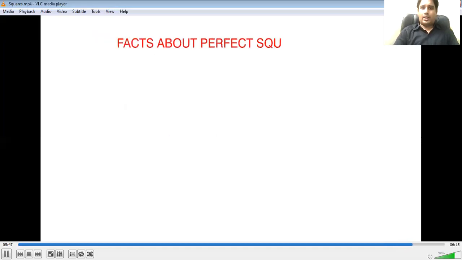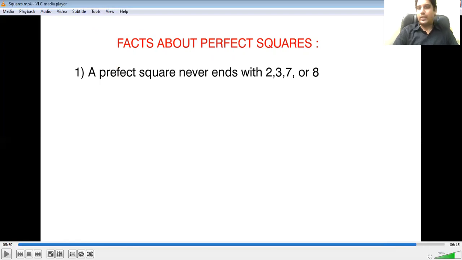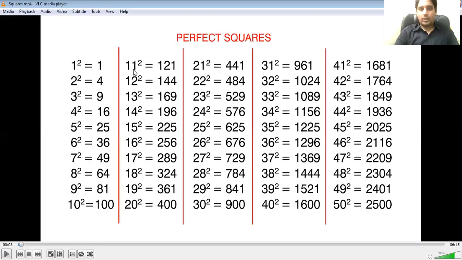Now, let us see some facts associated with perfect squares. Number one, a perfect square never ends with 2, 3, 7 or 8. Let us look at the list of these squares. Now 1 square is 1, 2 square is 4, 3 square is 9. Let us observe the last digits of the numbers now.